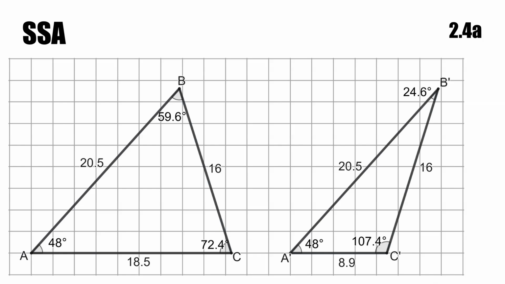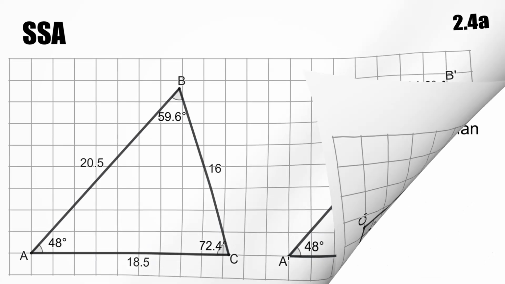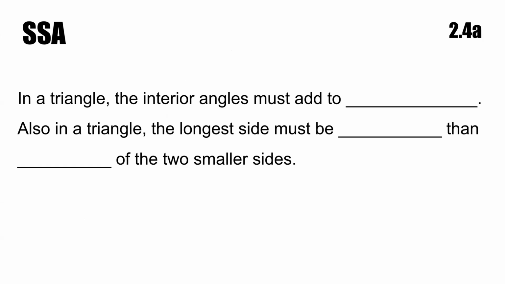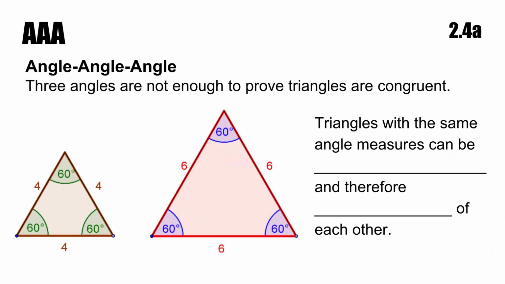Here is another example as to why side-side-angle does not prove congruence. Side-side-angle does not prove congruence because in a triangle, the interior angles must add to 180 degrees. Also in a triangle, the longest side must be greater than the sum of the two smaller sides. Here is an example of why.